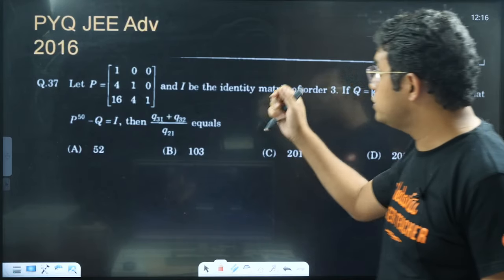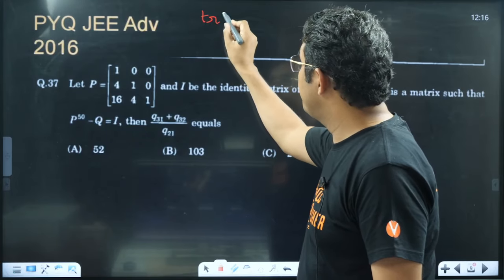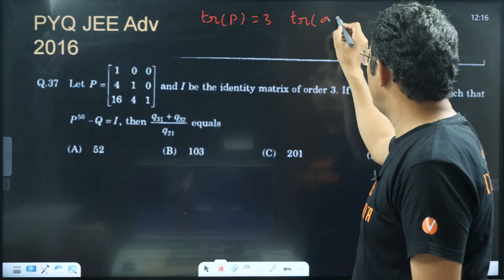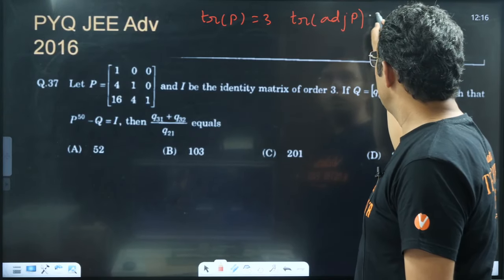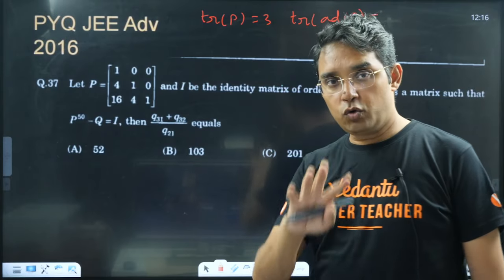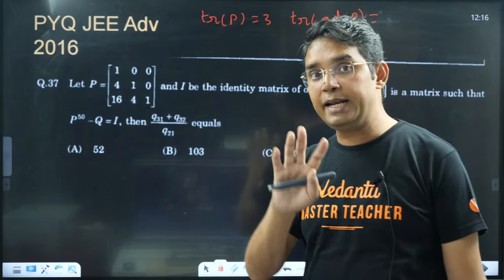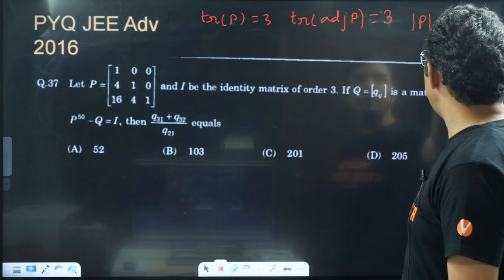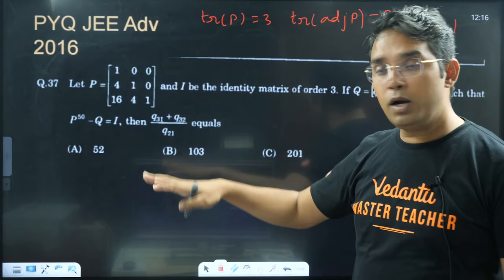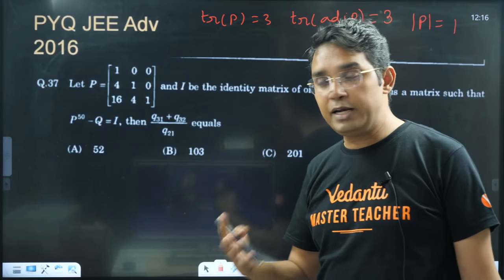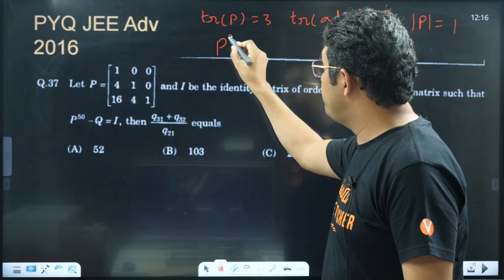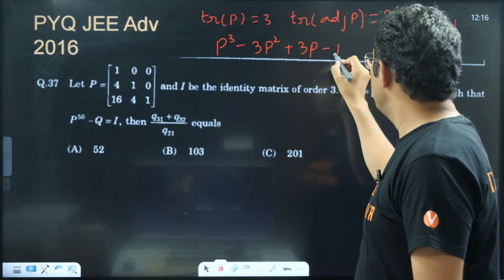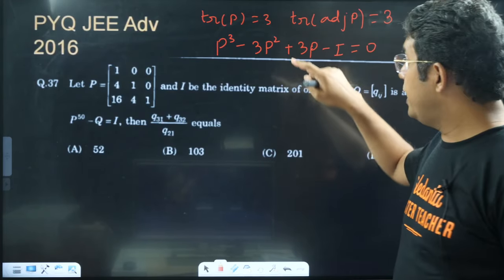Okay, now if you see here, the trace of p is equal to 3. Okay, now if you find trace of adjoint of p, you can check for every element the cofactor is coming out to be 1, 1, 1 for diagonal elements I'm talking about. So that will also be 3. The value of determinant of p is 1, as it is a lower triangular matrix, only diagonal elements will multiply. So the equation will be p cube minus 3p square plus 3p minus I is equal to 0. So that will be the characteristic equation.